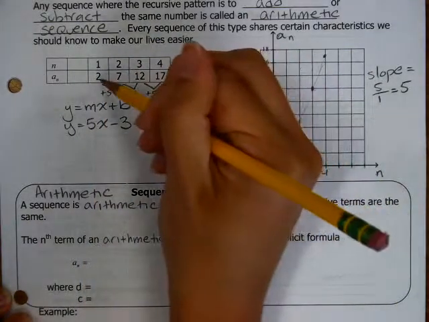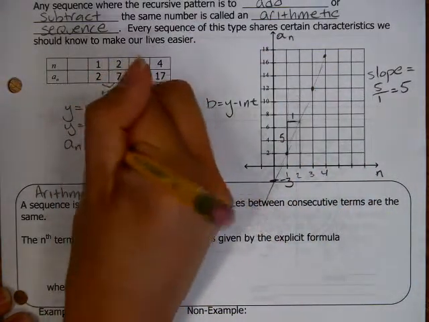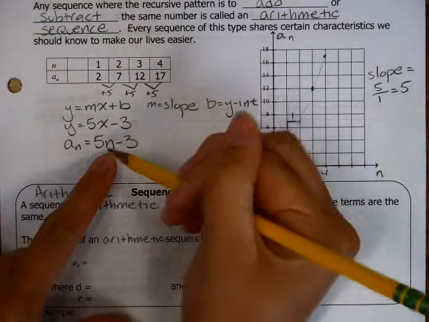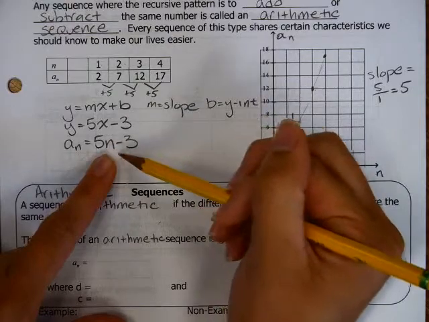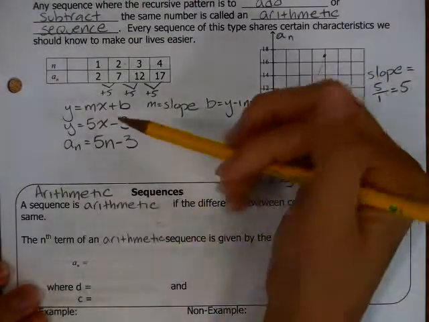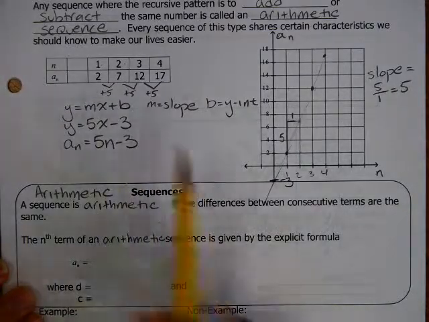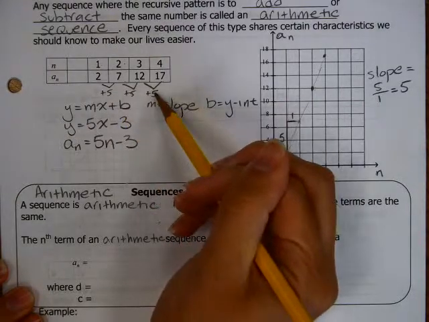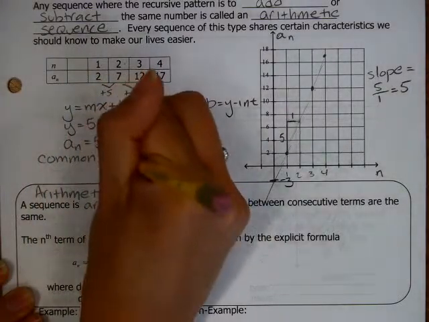So that means the formula for this pattern is a sub n equals 5n minus 3. Does it work? Well, our first term, 5 times 1 minus 3, is 2. Our second term, 5 times 2 is 10, minus 3 is 7. So we're good. Now just like I switched my variables here, the x and the y, we don't refer to these as slope and y-intercept because really we do not have a line here, we have a sequence. This number that we're adding each time is called the common difference.